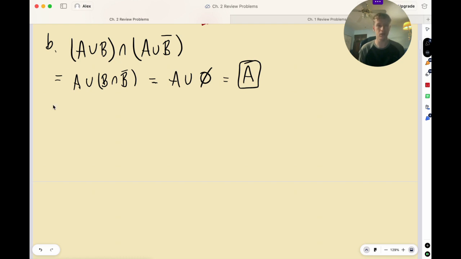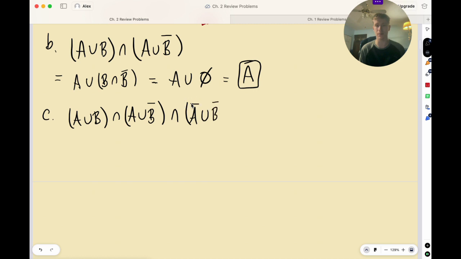All right. Part C is asking the same thing. So this is saying (A union B) intersect (A union B complement) intersect (A complement union B complement). Okay, but we already did this. So I'm not going to reinvent the wheel here, right? This was part B.